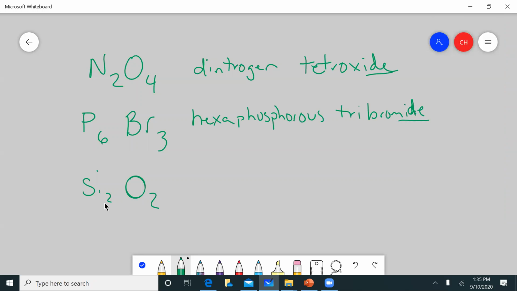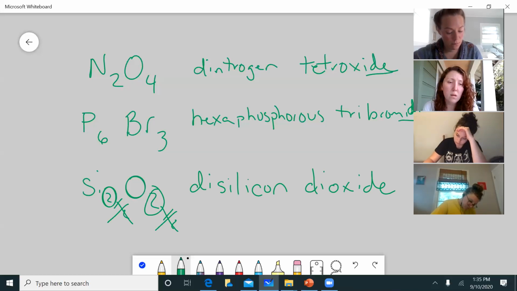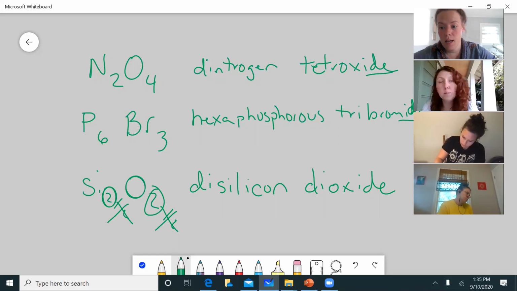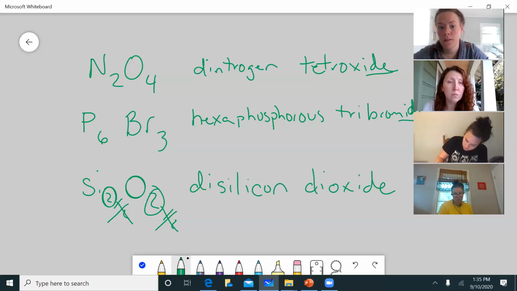Here I've got 2 silicons and 2 oxygens. With the metal and the nonmetals, we were able to reduce these. We don't do that here, okay? So we have to keep the 2s preserved. So I would call this disilicon dioxide. Any questions on that? I think those are a lot easier to do, in my opinion, than the other ones.